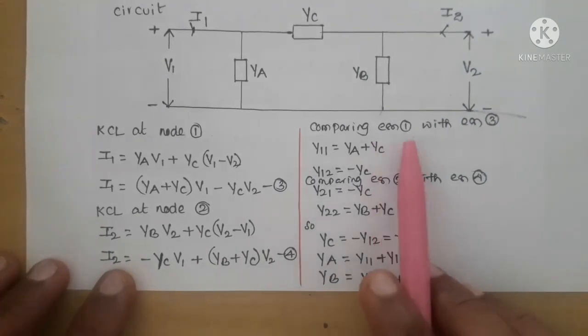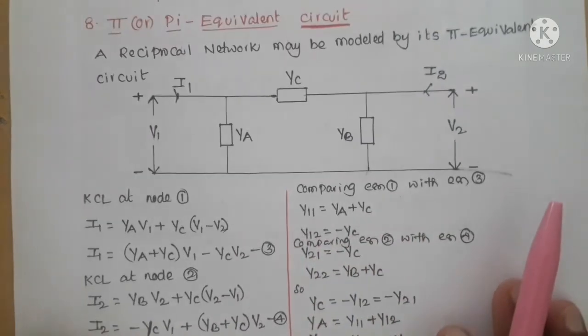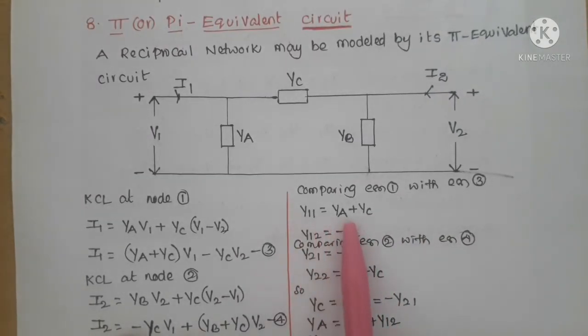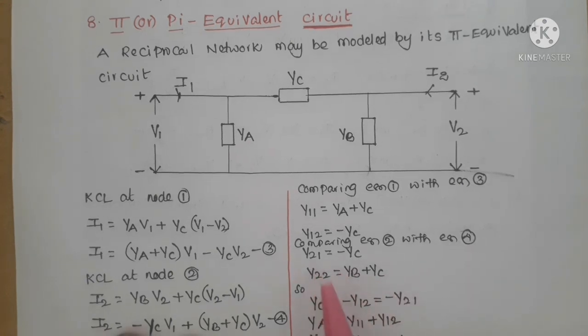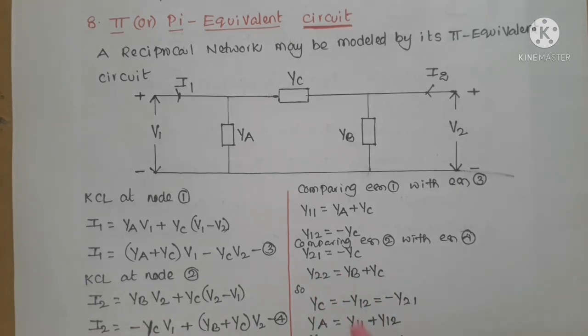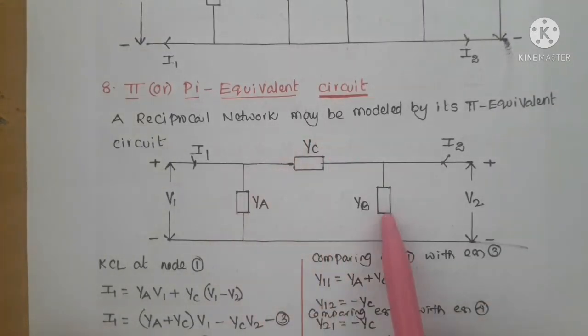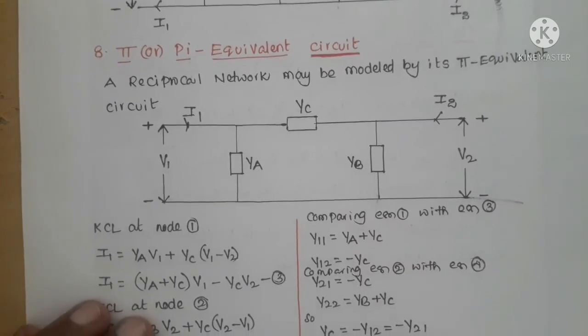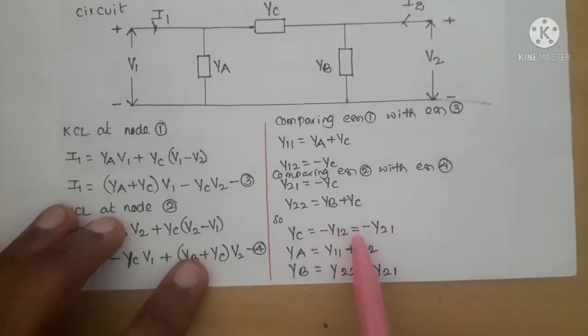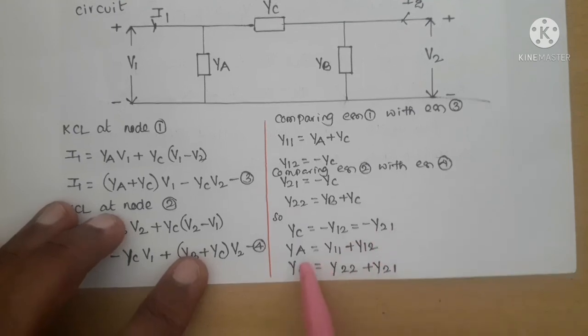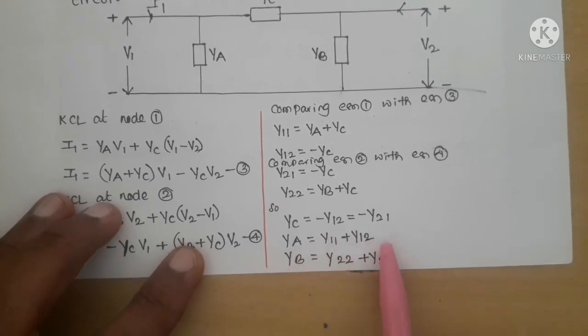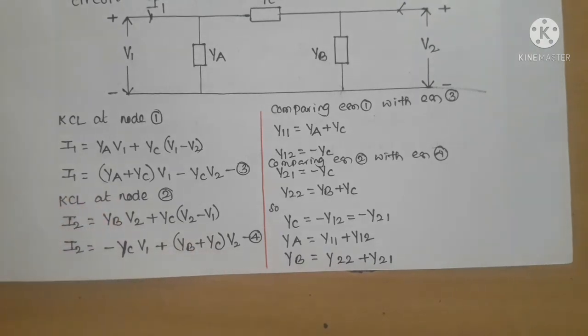Now comparing equation 1 with equation 3, we get Y11 equals YA plus YC and Y12 equals minus YC. Similarly, comparing equation 2 with equation 4, we get Y21 equals minus YC and Y22 equals YB plus YC. So finally, YA, YB, YC in terms of Y parameters: YC equals minus Y12, which is equal to minus Y21, and YA equals Y11 plus Y12, and YB equals Y22 plus Y21. So this is the theory part of Y parameters.